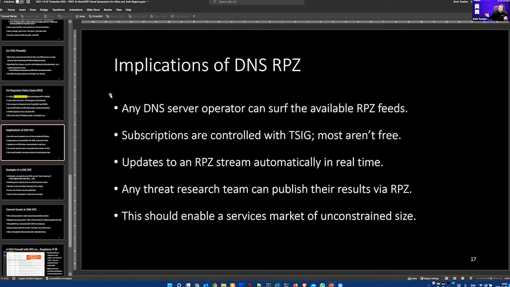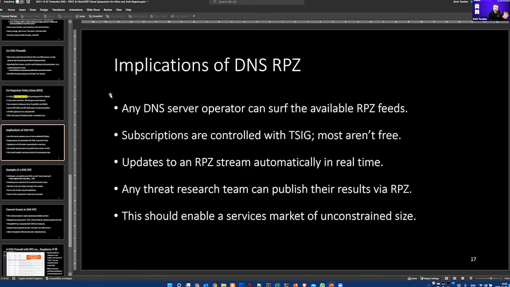So in the UK financial industry, cloud computing has so-called concentration risk. For lack of a better term, consider concentration risk: when a solution designed to be distributed is being used centrally. All right, it is subscriptions and they are controlled by so-called TSIG, transaction signature.